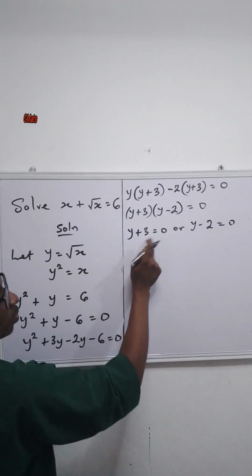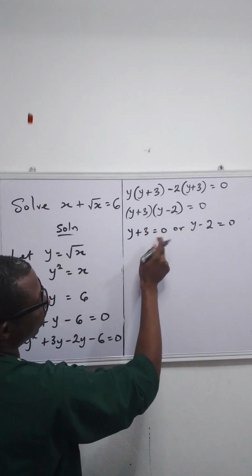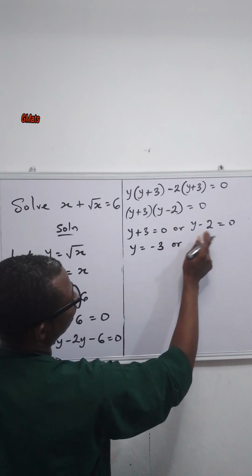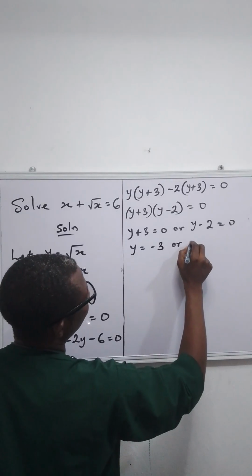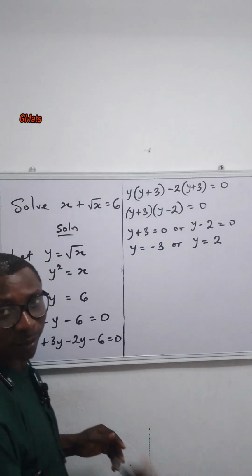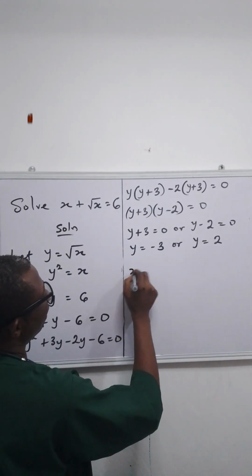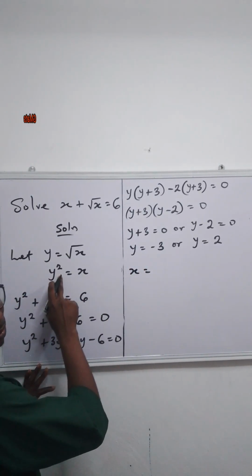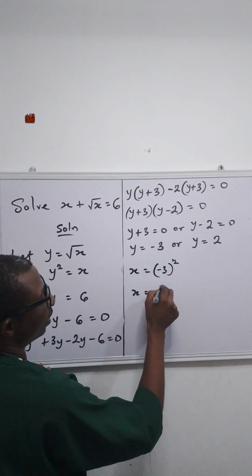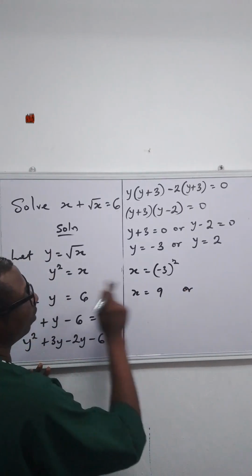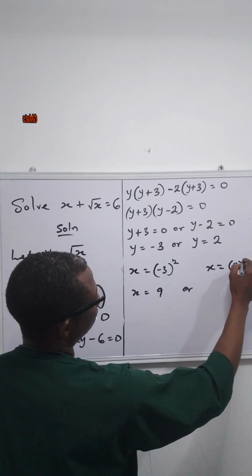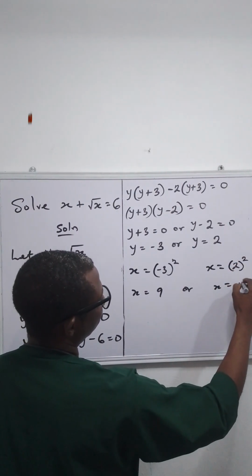So here, we subtract 3 from both sides. So we have y equals negative 3. Or here you add 2 to both sides. So we have y equals 2. Alright. Now to get x, we have x equals y squared. So that means we have negative 3 squared, so x equals 9. Or now we have x equals 2 squared. So x equals 4.